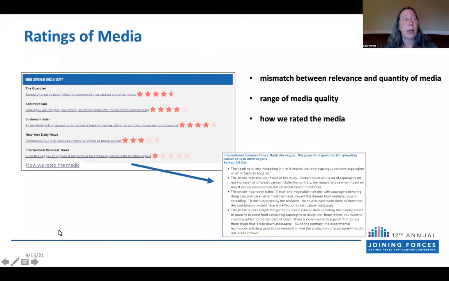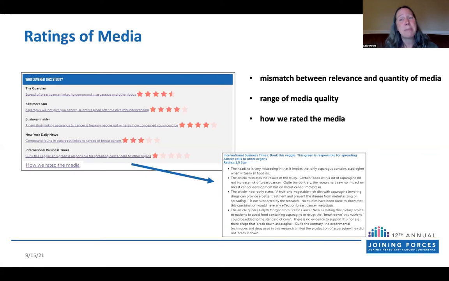We also go back and rate the media. So we pick articles based in part on the information and how relevant it is to the community, and those in particular that are getting a lot of media coverage or where there's confusion or misinformation in the media. And you can see these are the articles that were written about that asparagus study. There's a large range of them.